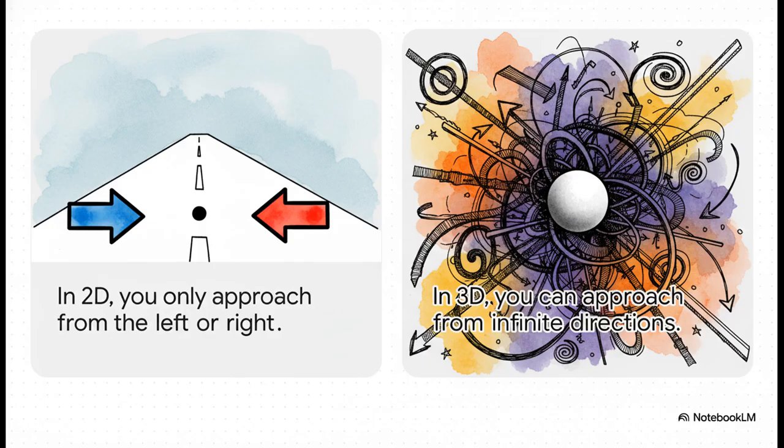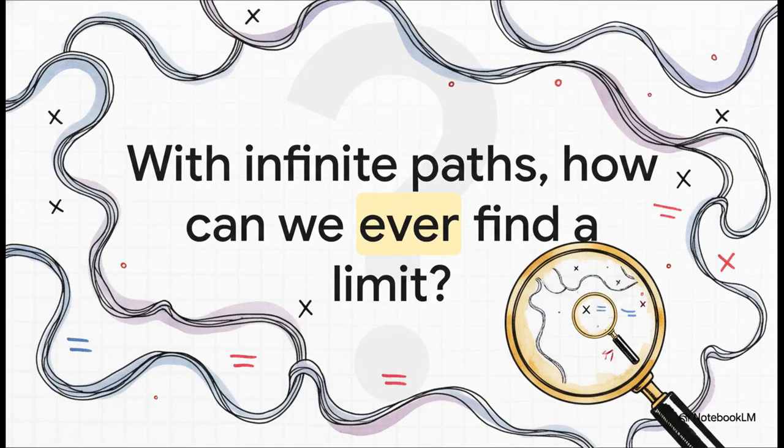But in 3D, whoa. Now our point is just floating out there in space, and we can approach it from literally anywhere. From above, below, spiraling in. There are infinite ways to get there. And that, right there, is the central mystery. If a limit only exists when it's the exact same value along every single path, how on earth can we check an infinite number of them? It sounds completely impossible, doesn't it?